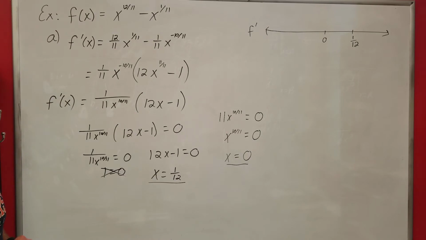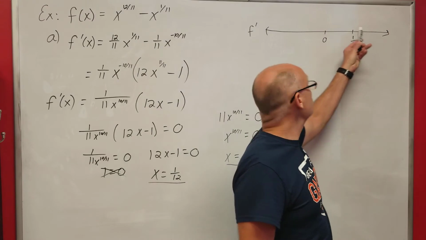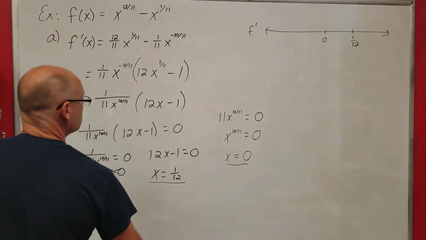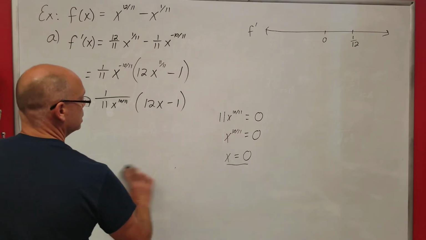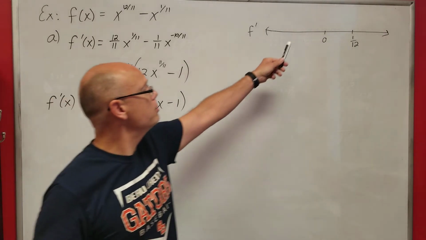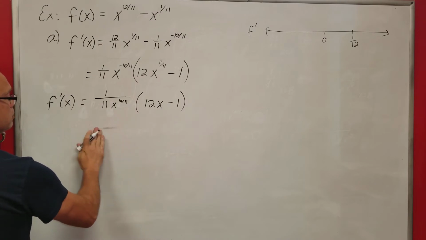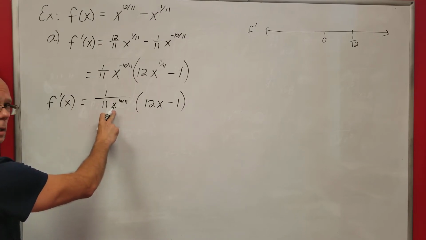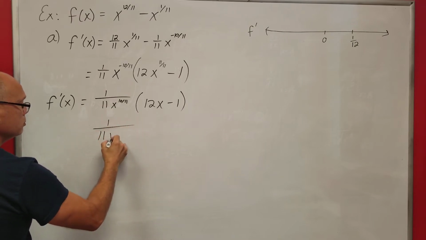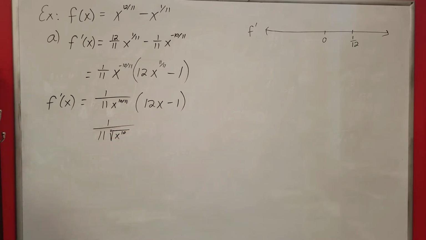All right, so what did I do next? I used test values here, here, and here to see where the derivative was positive and where it was negative. So I'm going to run test values through here. Let's pick a test value, maybe a -1. What is this? Isn't this the 11th root, another way to write this? The 11th root of x to the 10th, like that?